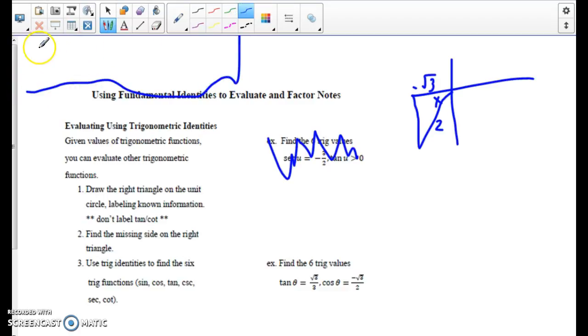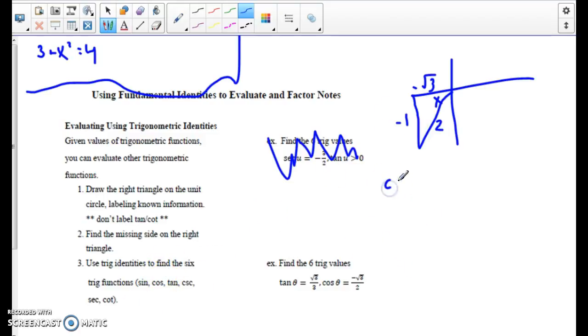Alright, so then I have root 3 squared, which is 3, plus x squared equals 4. You can see that x squared will equal 1, so x equals 1. I'm going to put a 1 here. It's negative. Look at its location. So now I found the missing side on the right triangle. Now I need to find the other identities.